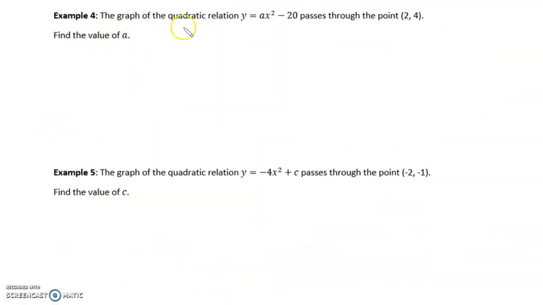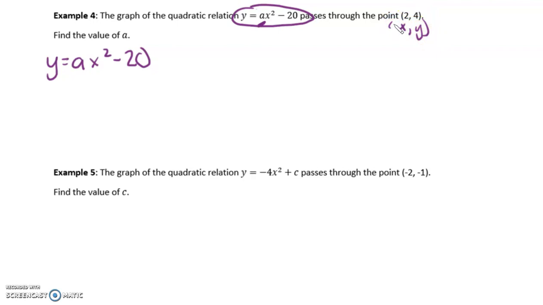Okay, example 4, the graph of the quadratic relation, so this one right here, and if you notice we don't know what the a value is, so we have y equals ax squared minus 20. It passes through the point 2, 4, which is our x and y. So find the value of a. We don't know what a is, but we have 2 and 4, so we can sub 2 in exactly where this x value is. Leave the a. And we're going to sub in the 4 exactly where that y value is.